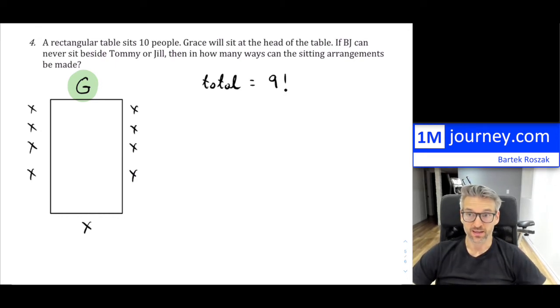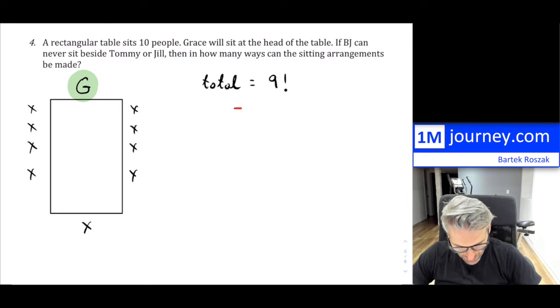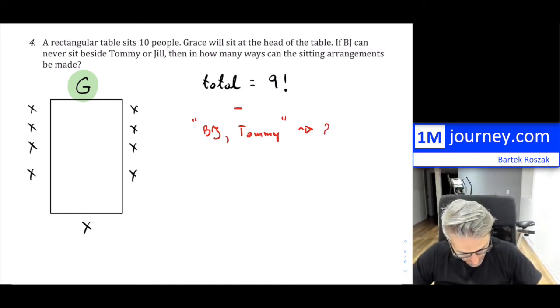That would have been easy if we didn't have this constraint that BJ can never sit beside Tommy or Jill. So what I'm going to do now is take the total minus the bad cases. Now, when is BJ sitting beside Tommy? I can arrange them either BJ Tommy or Tommy BJ, so this is just 2 factorial ways of changing them around.